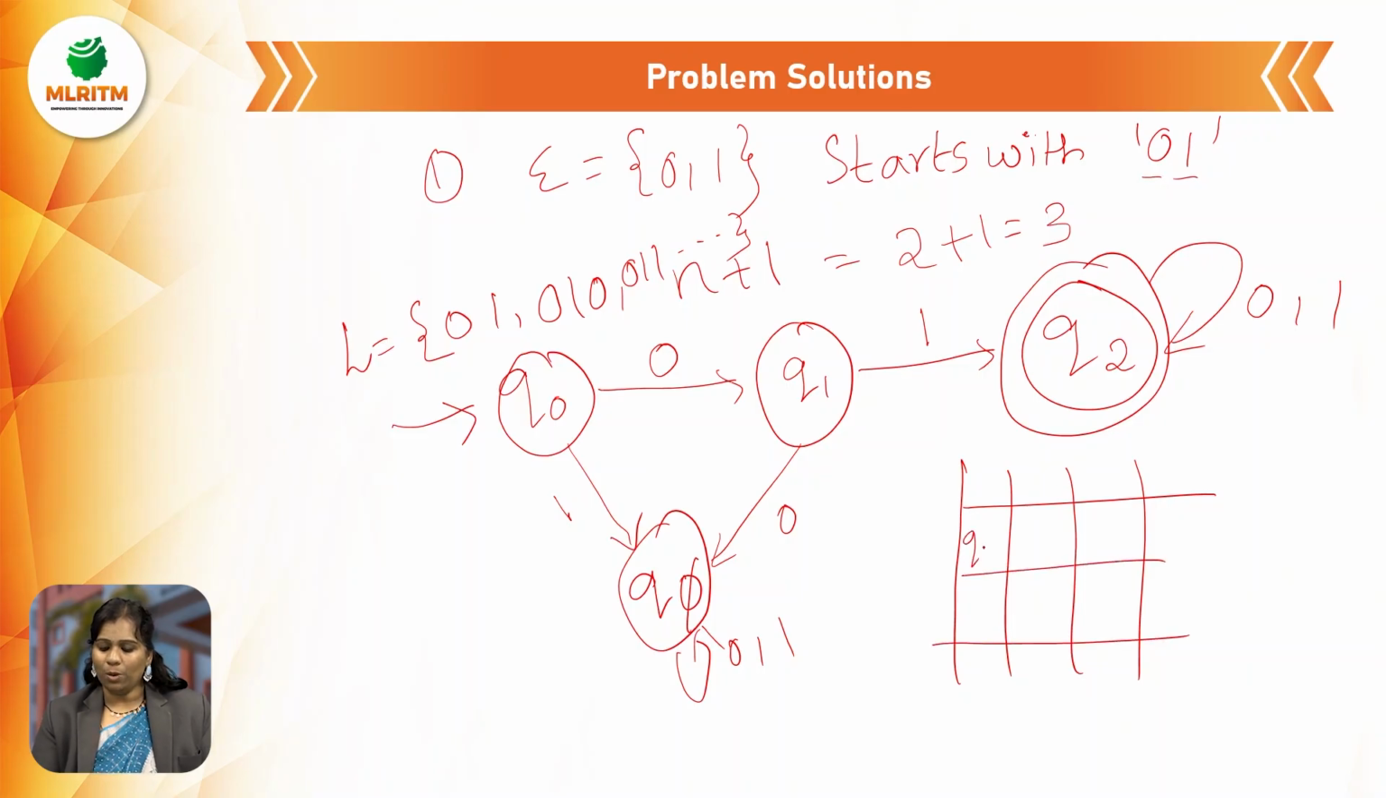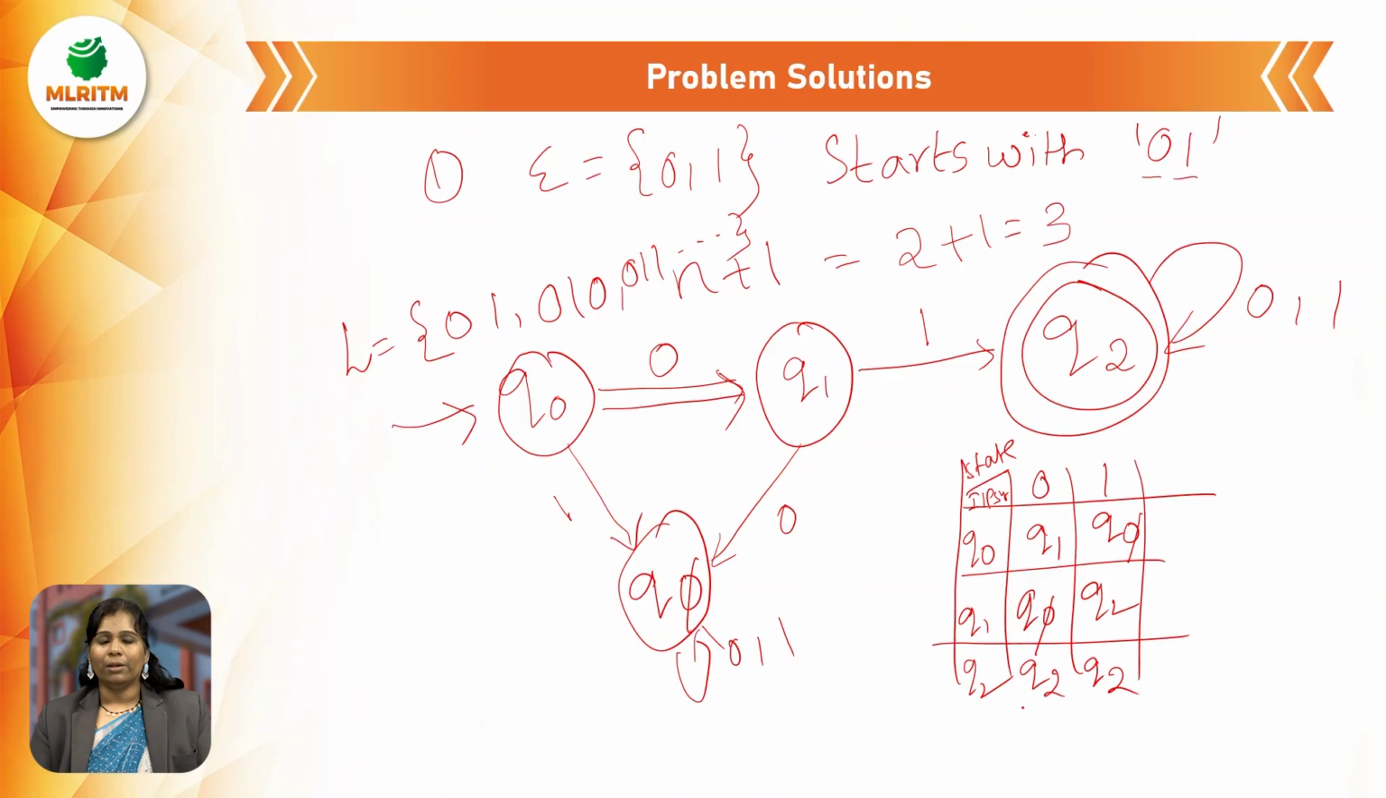How many states we have? Q0, Q1, Q2. Inputs 0, 1. States, input symbol. Q0 of 0, Q1. Next, Q0 of 1, Q phi. Q1 of 0, Q phi. Q1 of 1, Q2. Q2 of 0, Q2. Q2 of 1, Q2. So this is the transition table.